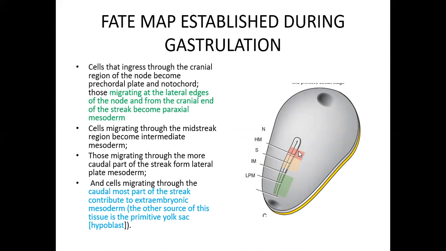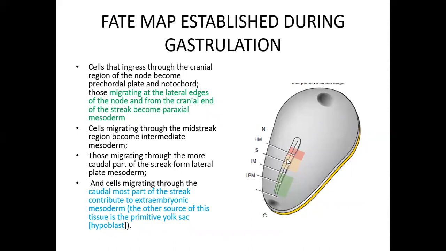Then the second cells entering through the primitive node at the cranial end will form the prenotochordal cells, which will form the notochord. Those migrating at the lateral edges of the node from the cranial end of the streak will become paraxial mesoderm. The paraxial mesoderm will give rise to the somites and the head mesoderm. Here HM is head mesoderm and S is for the somites, given by the paraxial mesoderm. Paraxial means near the axis, adjacent to the axis.